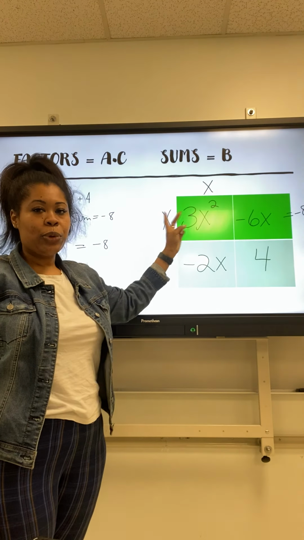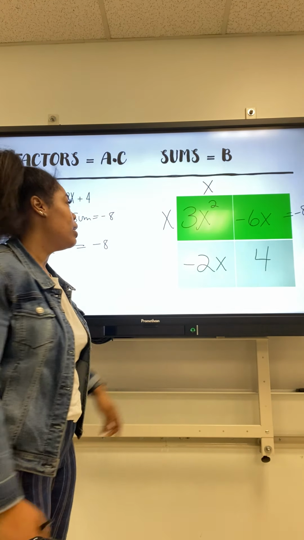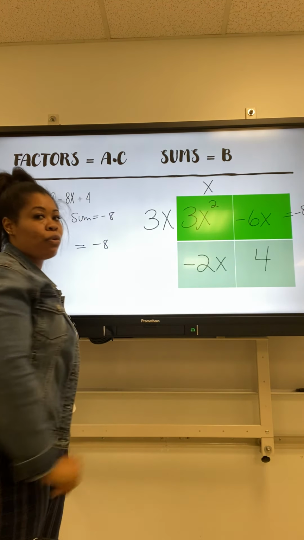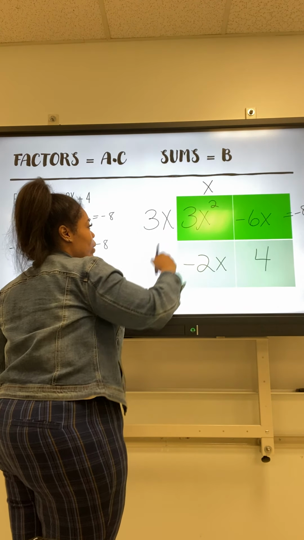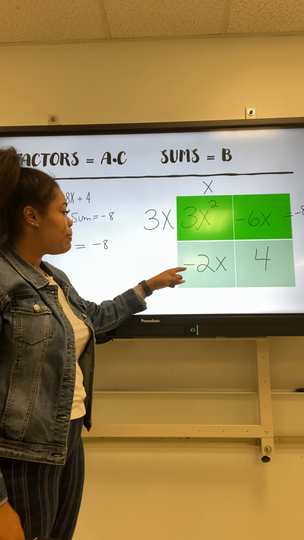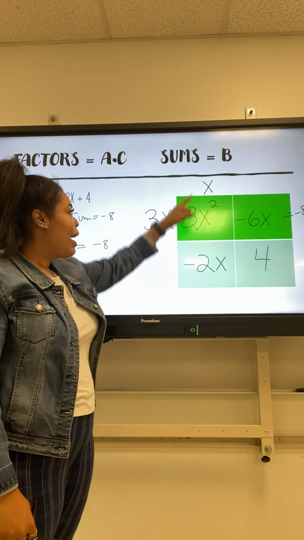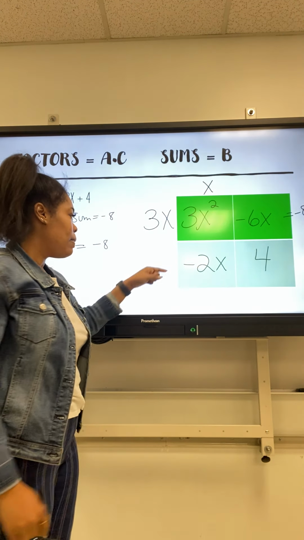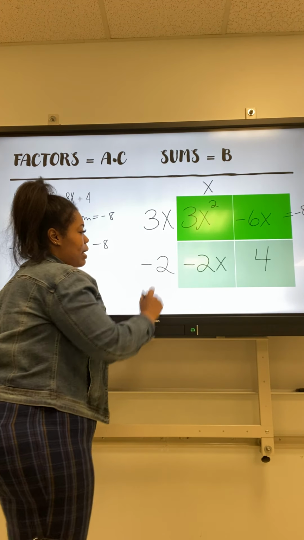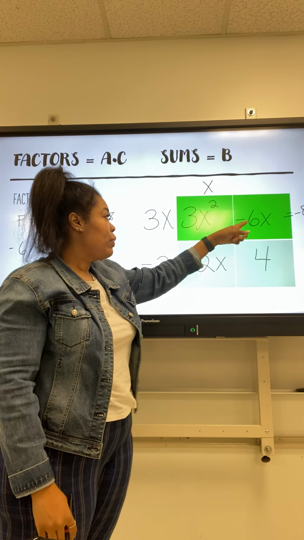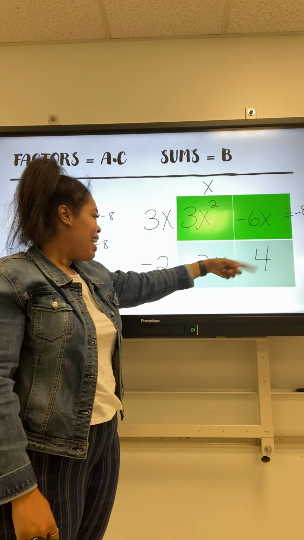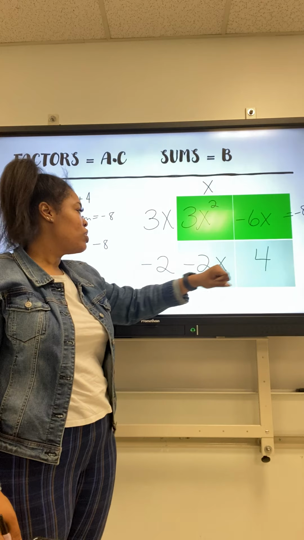You should see that 3 and 6 can both be divided by 3. So I'm going to pull a 3 out from here. All right, so 3x times x is going to give me 3x squared. Now in this box, I need a negative 2x. Well, I already have an x up here, so that means here, I have to have a negative 2. And then again, to get this square, you can look at either one of these. I just like to look at the bottom one because it's just a number.